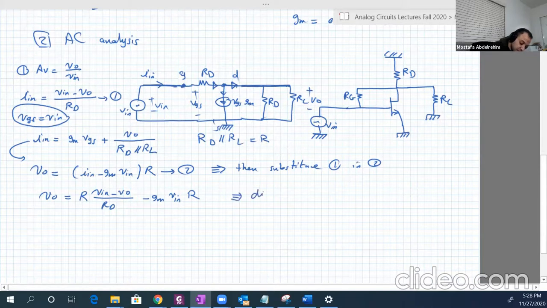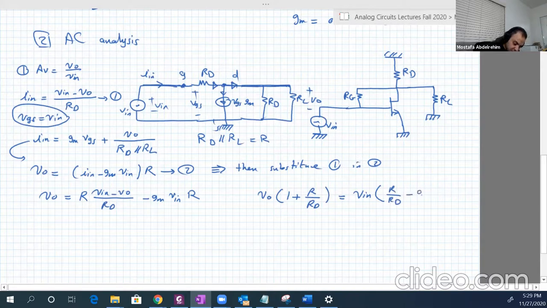So if we divide by VM, we're going to get here AV equal to R over RD, and here, let's combine VO on one side and all the other stuff on the other side, and then divide by VM. So VO times one plus R over RD equal to V input times R over RD minus GM R.